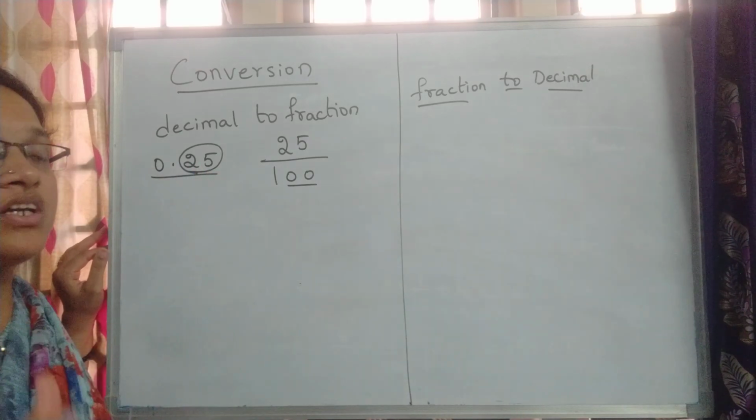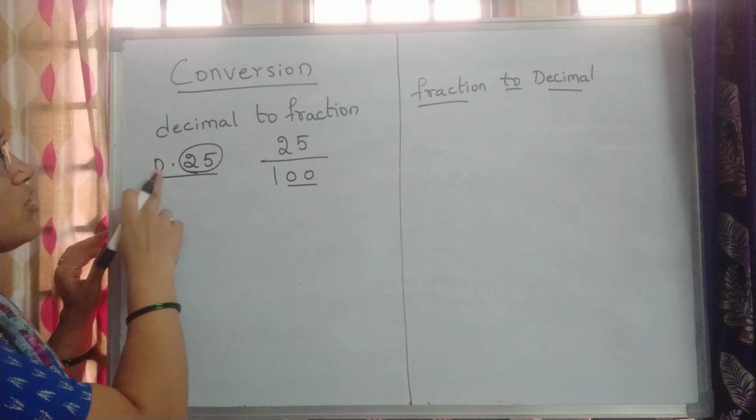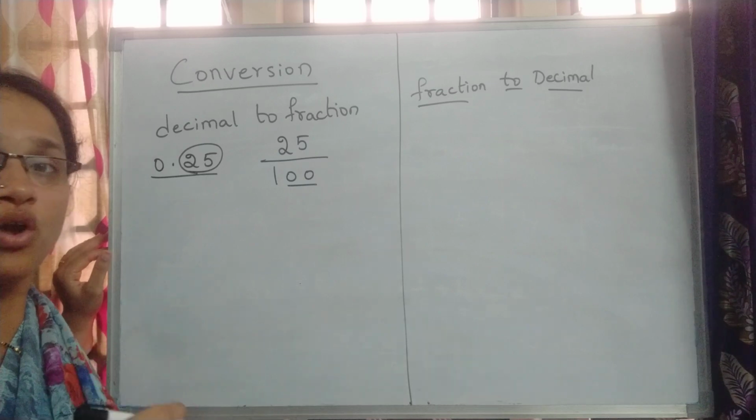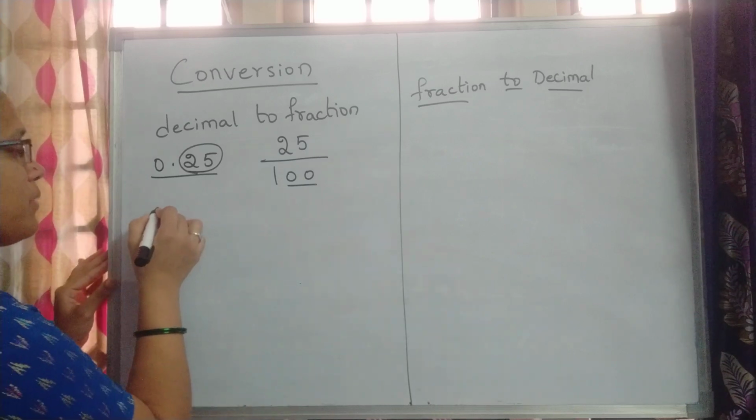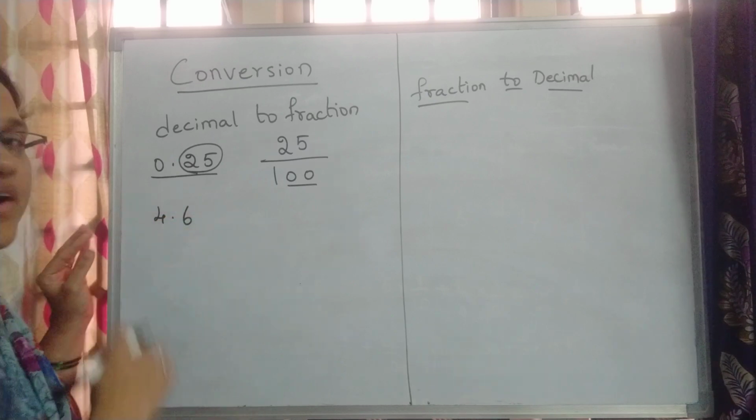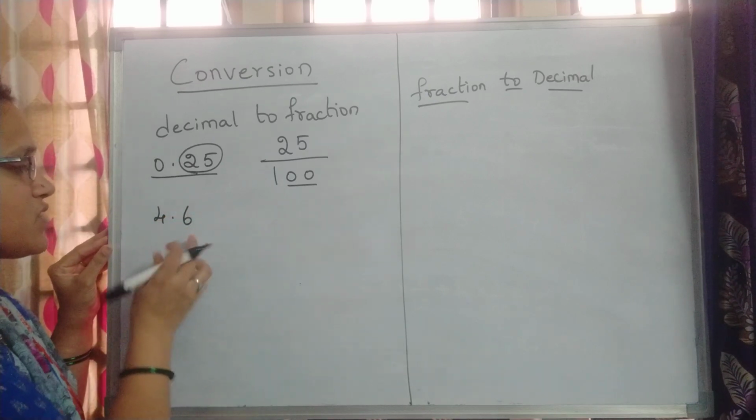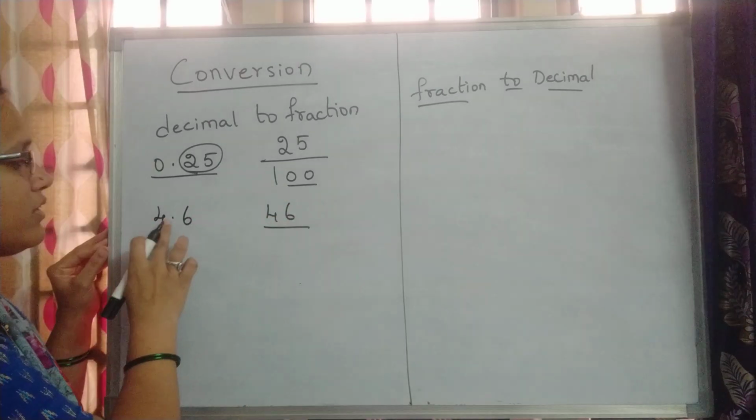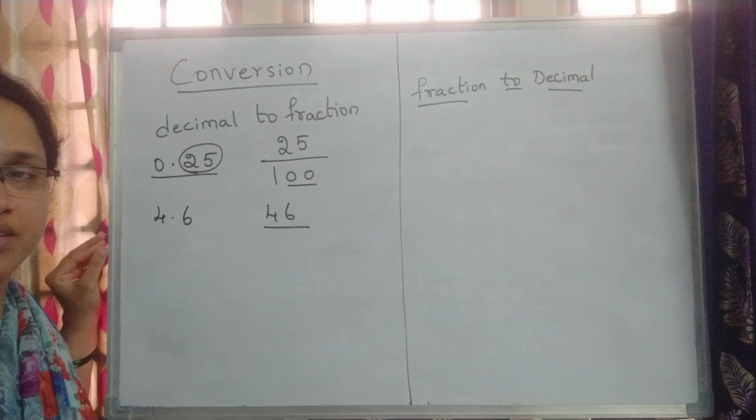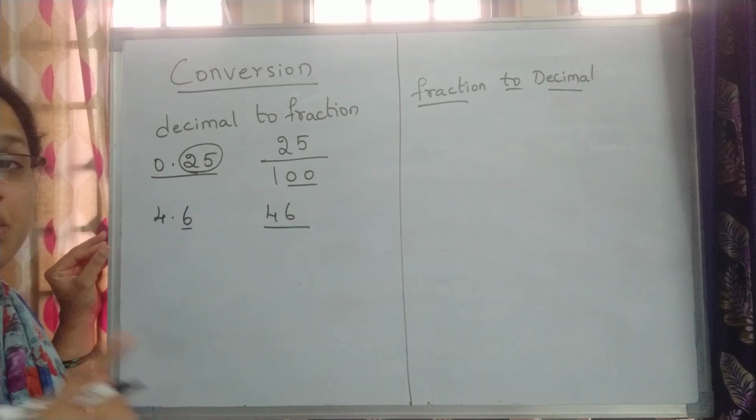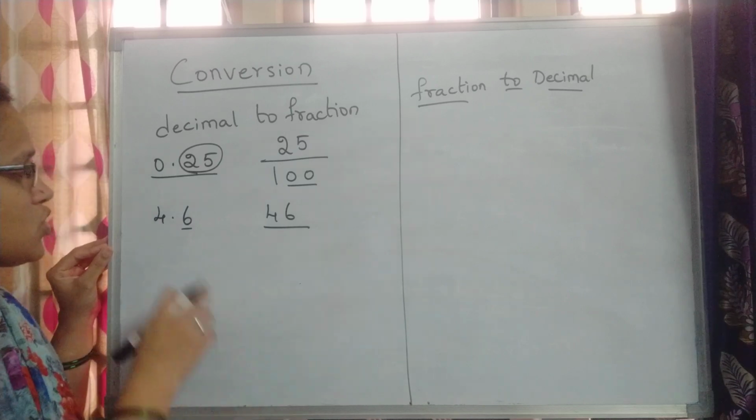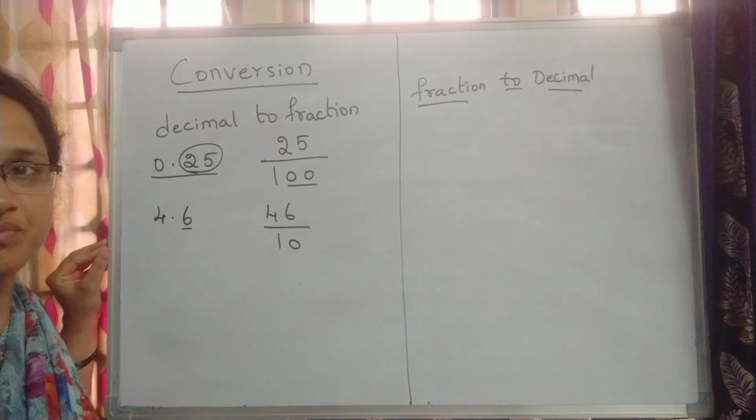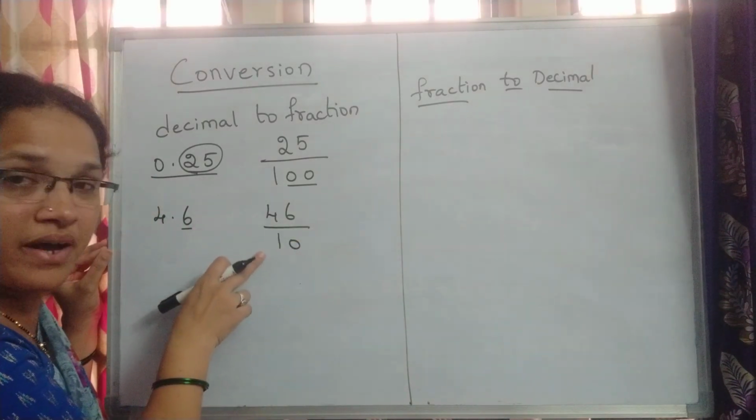So you might have a doubt in your mind. Here we have written 0.25. Why have we written only 25 there? Should we not write the whole number? No, it's not like that. Check it with another question: 4.6. When you have even a whole number, remove the decimal and write the full number as a numerator, and count how many decimal places are there after the decimal point. Here we have 1. 1 is a representation of 10. So you will be writing 46 by 10.